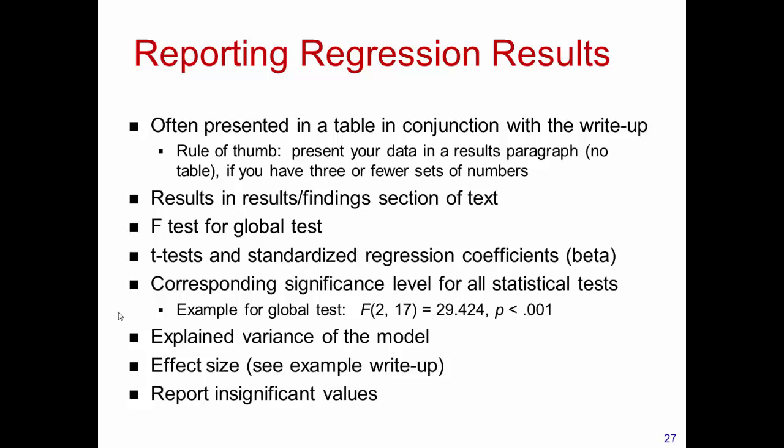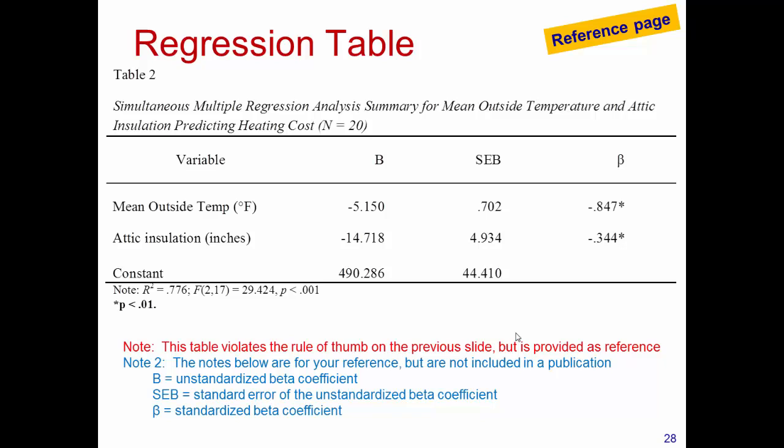And you also want to ensure that you report any insignificant values that you may have come up with. So let's take a look at the table. This is an example of a regression table that should be fairly close to accurate APA formatting. It's Table 2, Simultaneous Multiple Regression Analysis. This is where you'd put the outcome of your multiple regression analysis.